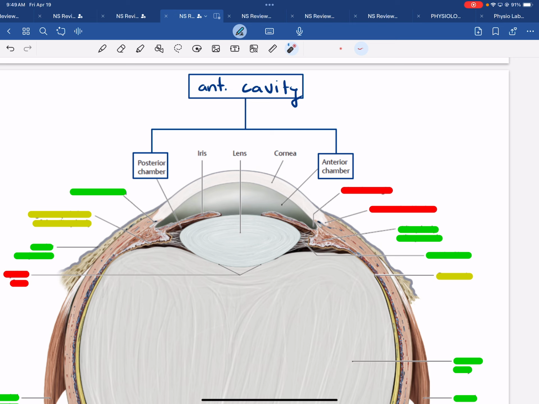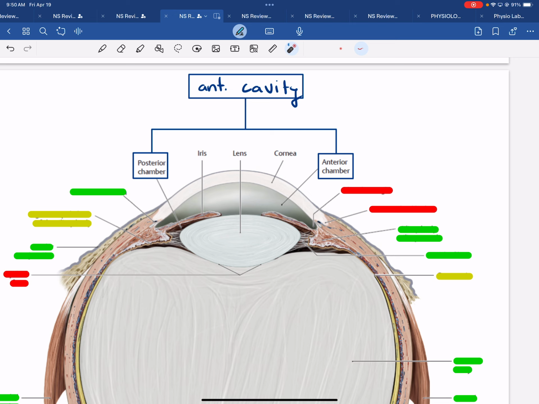Okay, good. So the lens can change shape in order to focus on near or distant objects. Good. The lens also refracts the light. Yes. Okay. And let's talk more about lens accommodation. Which cranial nerve is responsible for lens accommodation? Good, the oculomotor nerve. The question was, which cranial nerve is responsible for lens accommodation? The third cranial nerve, the oculomotor nerve.